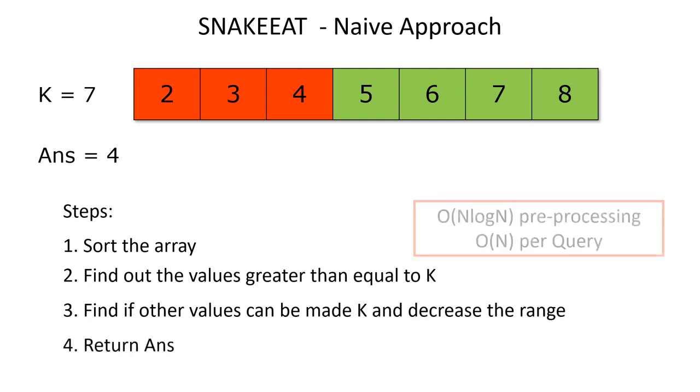What is the time complexity of this naive solution? We sorted the array, so it is O of n log n for preprocessing, and then we looked at the entire array to find our answer, that is O of n per query. The question is, can we do better?